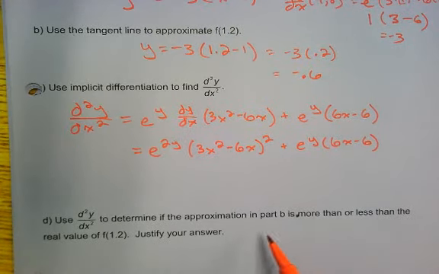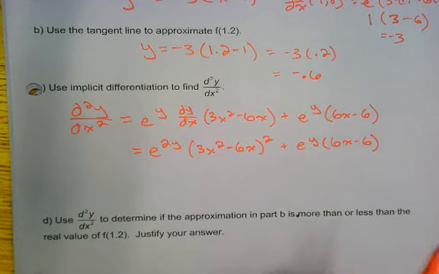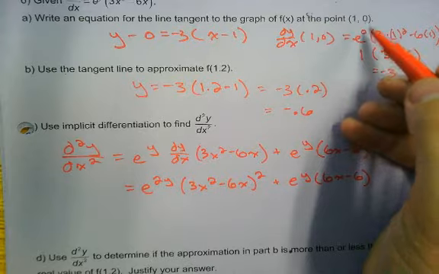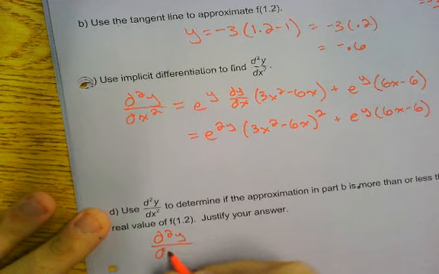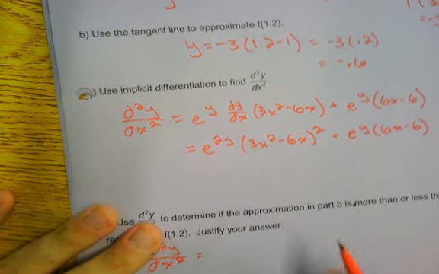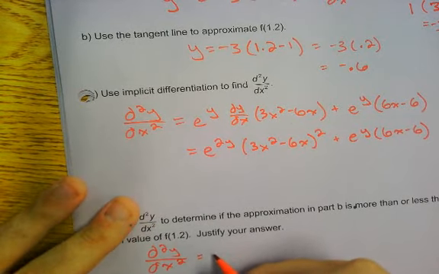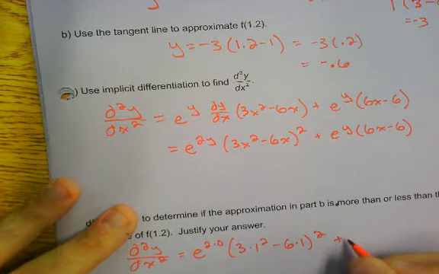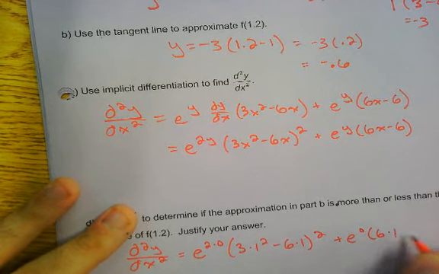Alright, so use this to determine if the approximation is either more or less at 1.2. Now, we don't want to plug in 1.2 because that's our approximation. We always want to plug in what we're approximating from. We're approximating from (1, 0). So let's plug (1, 0) into this second derivative right here. Want me to plug it in or just tell you what it is? Okay, so we want to go through the math? Alright. e to the 2 times 0, times (3 times 1 squared minus 6 times 1) all squared, plus e to the 0 times (6 times 1 minus 6).